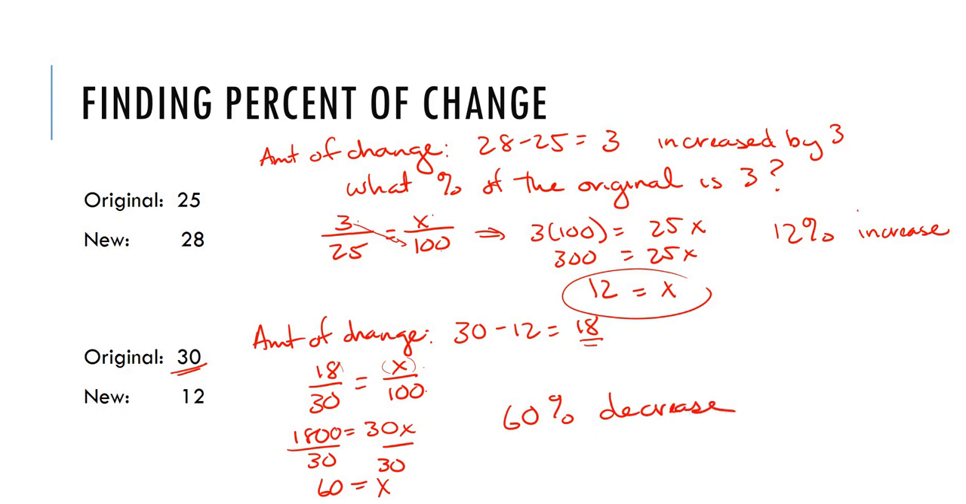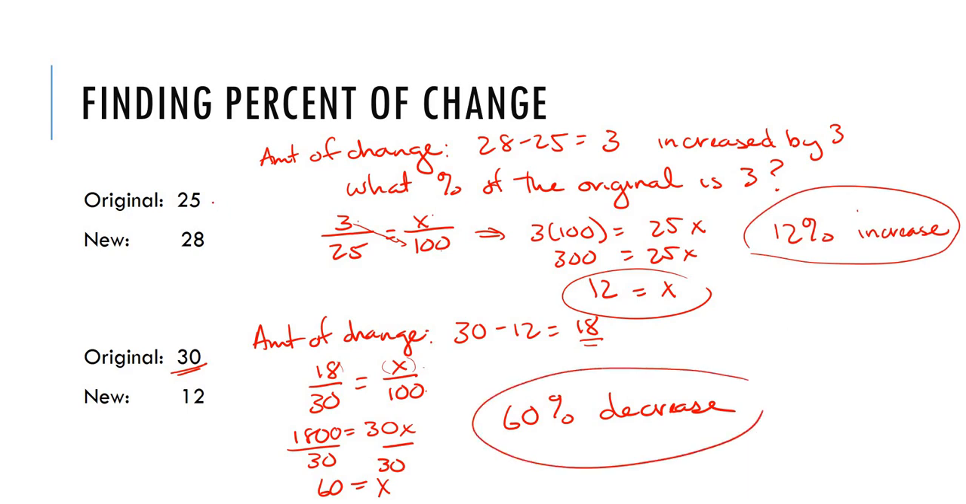Okay, and keep in mind that when you do this, you should be able to look back and see if this is reasonable. 12% is a fairly small amount of increase. 10% of 25 is 2.5. We just moved the decimal over 1 for 10. And we had an increase of 3, so it should be just a little bit more than 10%. A decrease of 60%, that's more than half. Has this decreased by more than half? Yeah, it has. So that seems like a reasonable answer.